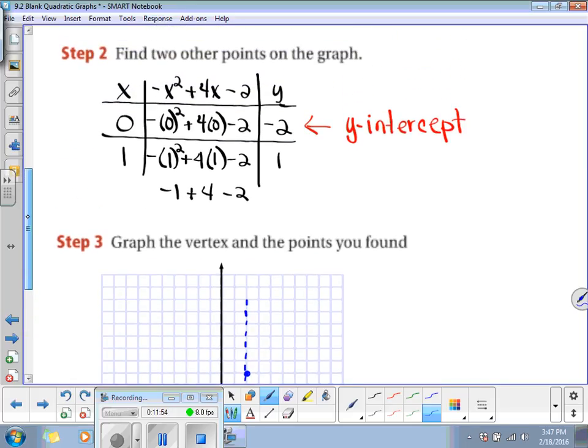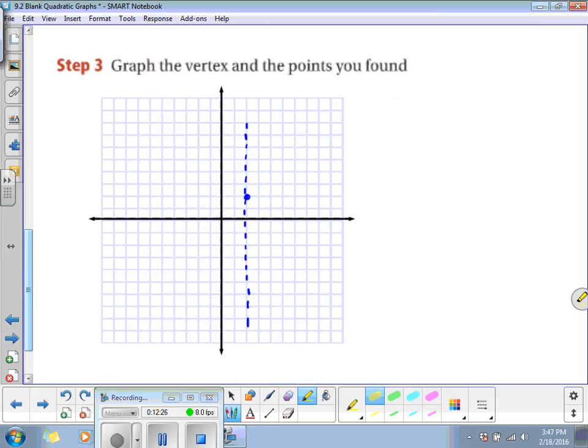Now, looking at your equation right here, is your parabola going to open up or down? It will open down. Why will it open down? It will open down because a is negative. Very good. All right. So we know that our vertex is there and it's going to open downward.